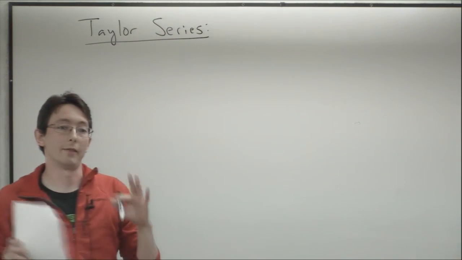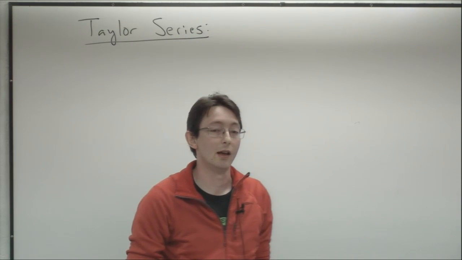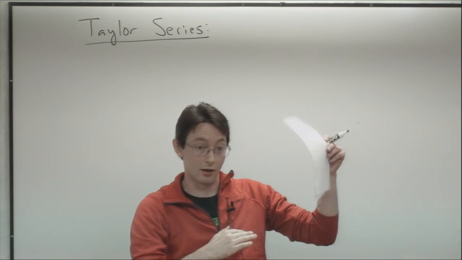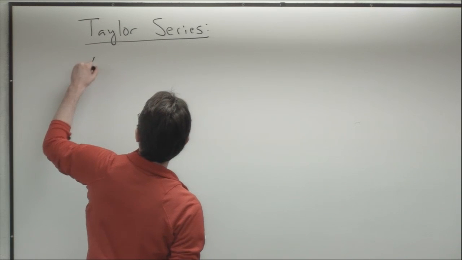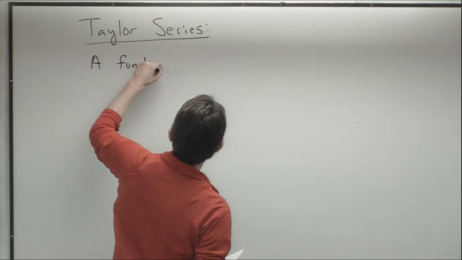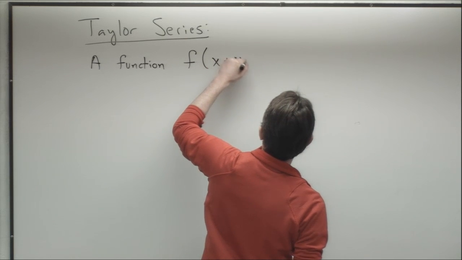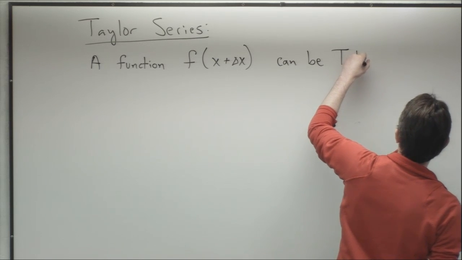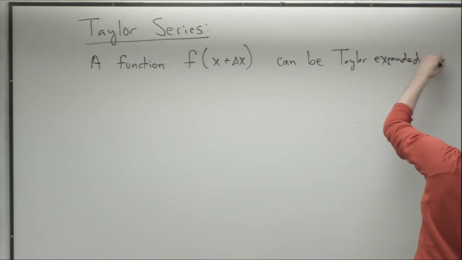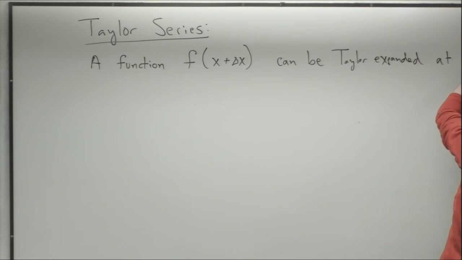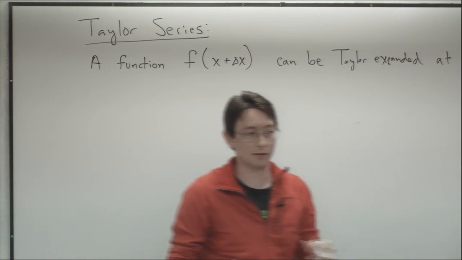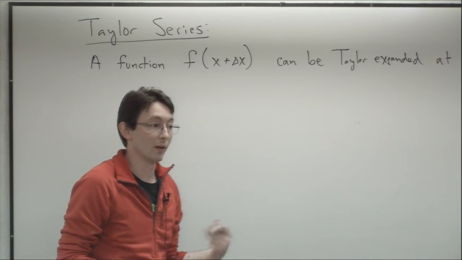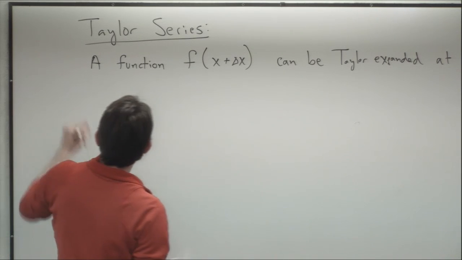So the Taylor series. Okay, a function can be expanded in a Taylor series if it's sufficiently smooth. So smooth means it doesn't have terrible kinks or discontinuities. It means what we think it means by smooth. So a function f of x plus delta x can be Taylor expanded at a point x, and this is if f is sufficiently smooth at x. So there's a bunch of conditions that I'm going to kind of gloss over. Most of the functions we care about have Taylor series expansions. And we write it like this.